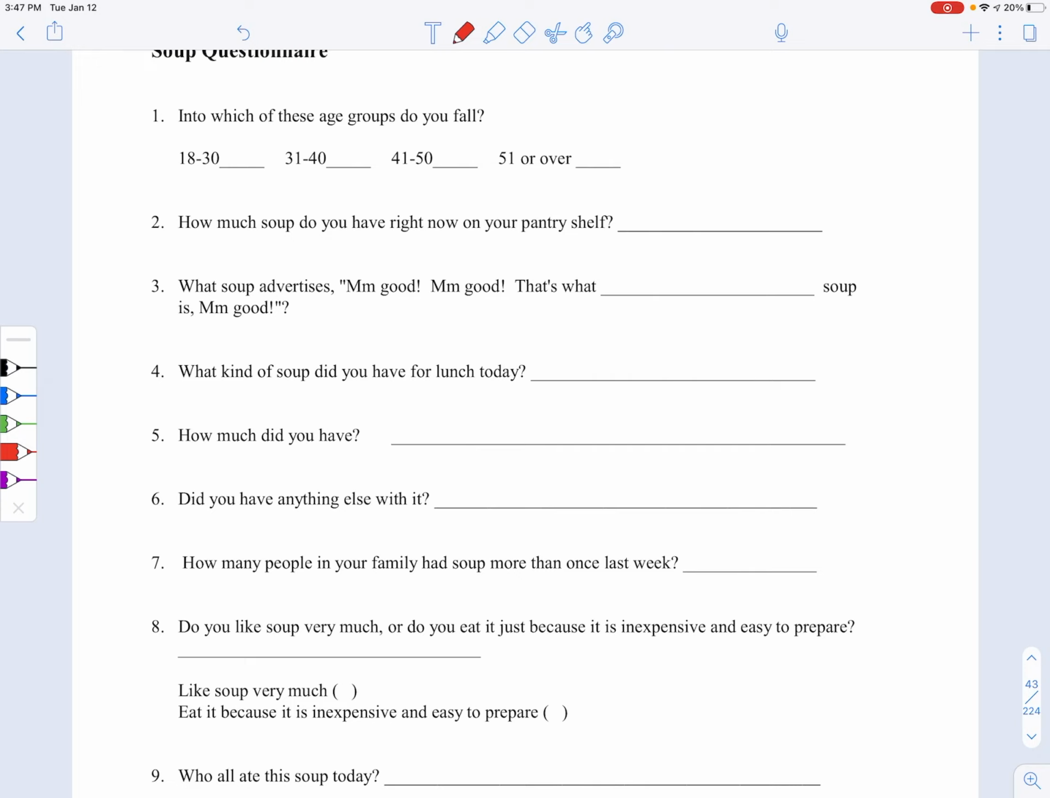And then if yes, what kind of soup? And if no, why not? And that kind of stuff. Okay. Number 3 is over-demanding recall.